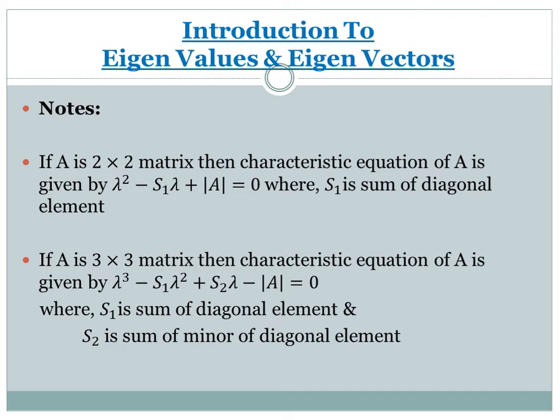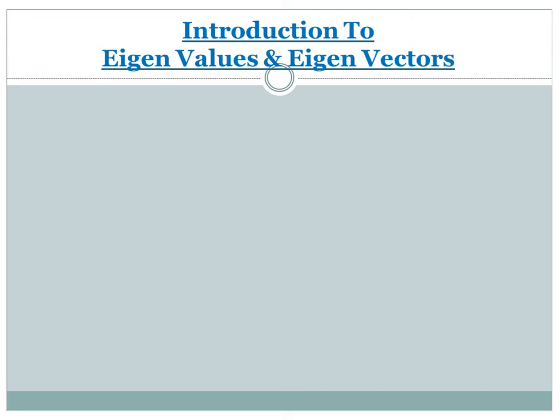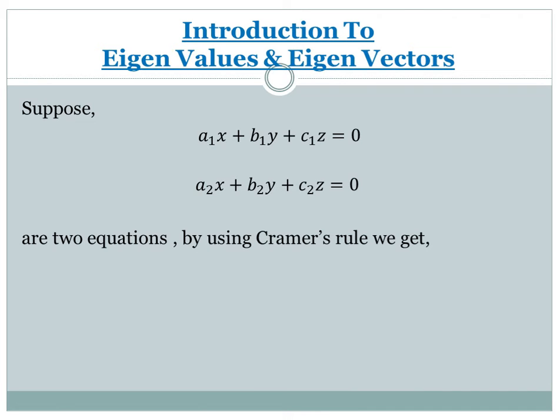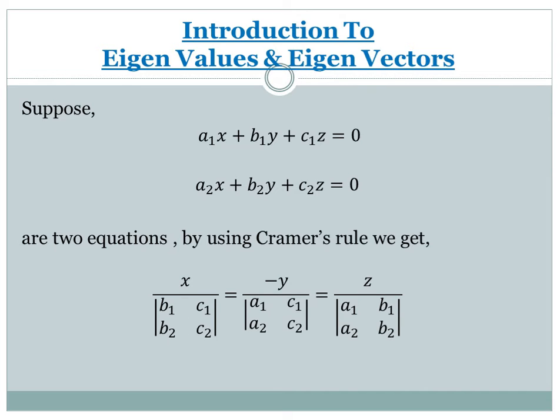Now suppose a1x plus b1y plus c1z equal to 0 and a2x plus b2y plus c2z equal to 0 are two equations. Then by Cramer's rule we have x upon the determinant of b1 c1, b2 c2 is equal to minus y upon the determinant of a1 c1, a2 c2 is equal to z upon the determinant of a1 b1, a2 b2. You are familiar with this Cramer's rule, so remember this.